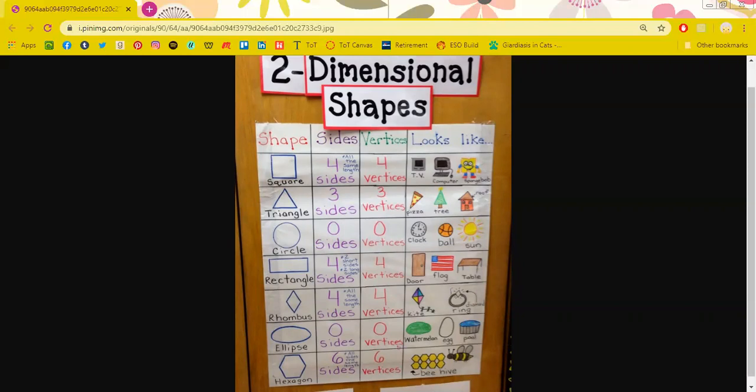But we need to know what this word vertices means to understand our sides. So some shapes, again, they might have vertices, they might not. A vertice is a point or dot where two sides meet. If we have two different lines, they're going to meet up at that point.